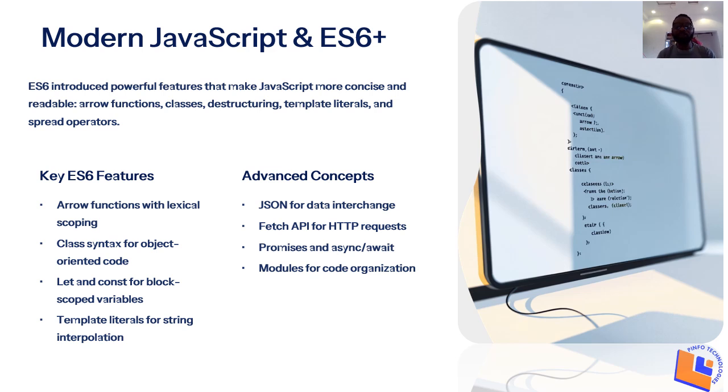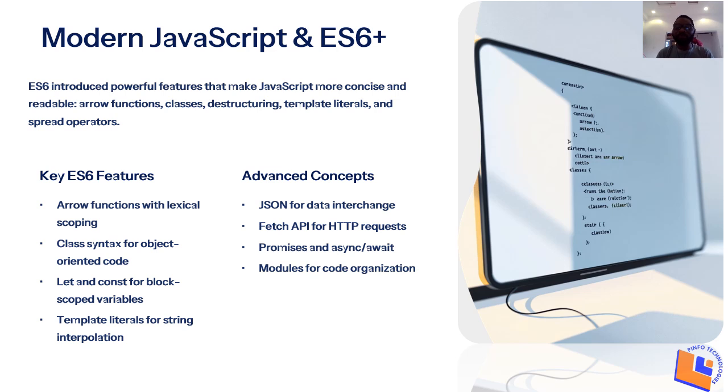So now let's look at the key features of ES6. We have the arrow function with lexical scoping, class syntax for object-oriented code, let and const for block-scoped variables, and template literals for string interpolation. Then we look at the advanced concepts.